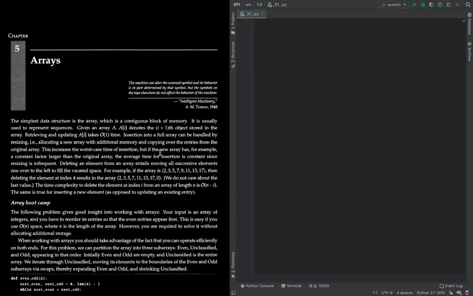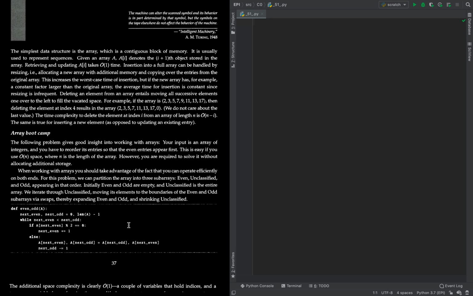The time complexity to delete the element at index i from an array of length n is O(n - i). The same is true for inserting a new element as opposed to updating an existing entry, which makes sense if you're going through the array from the first element onwards and eventually delete an element. If you're not familiar with big O notation, I'd highly recommend reading about it. I think the book has a chapter about it, so please check that out.